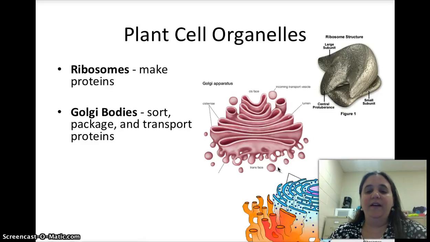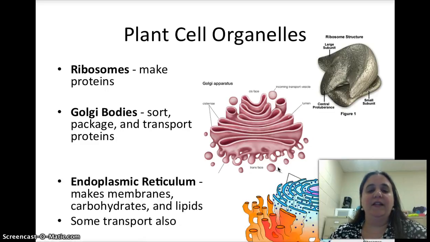Okay? And then our final organelle here is the endoplasmic reticulum, also called the ER for short. There's two different kinds, smooth that does not have ribosomes on it, and rough. Okay. They both kind of surround the nucleus. That's usually where you will find them. Their main job is to make the membranes, like make the nuclear membrane, make the cell membrane, make the membranes of these organelles and others, and then they also make carbohydrates and lipids, which are also known as fat. And sometimes they do a little transport too.